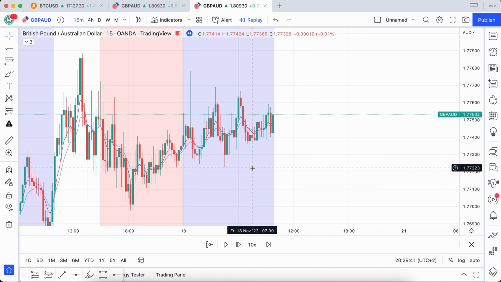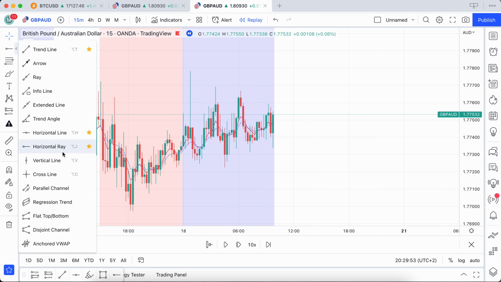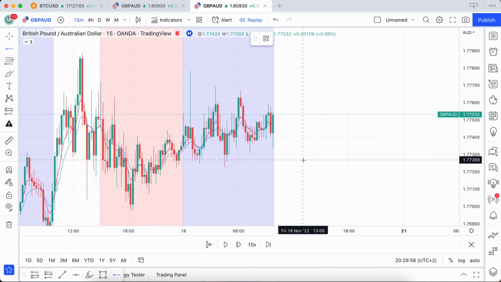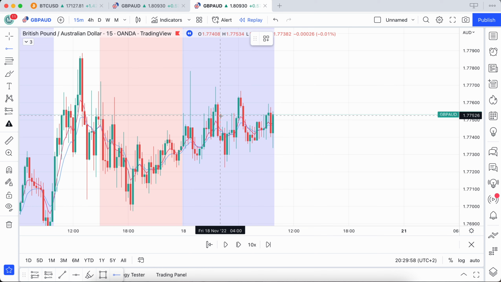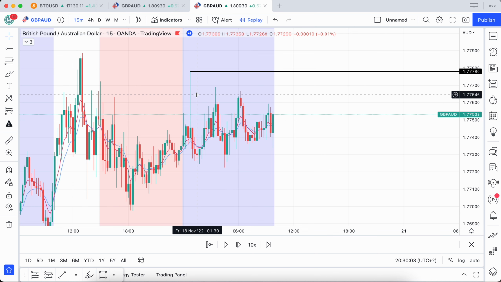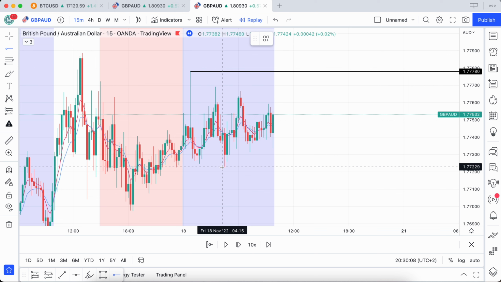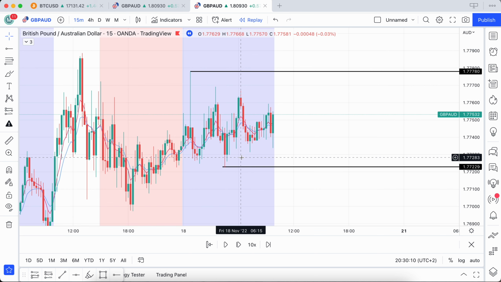Moments before the London session opening, you want to mark the highest point and the lowest point of the Asian session. You do that with the horizontal ray tool, with this one. So you click on it, and we can easily see that the highest point of the Asian session was this spike right here. And the lowest point easily was this spike right here. So now you have the range of the Asian session, which is basically the highest point and the lowest point.